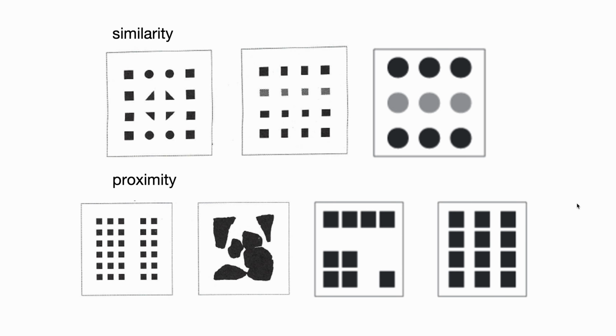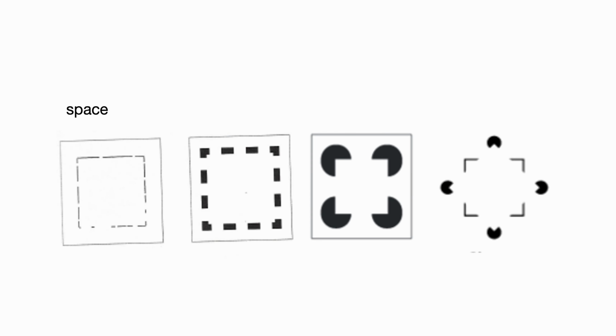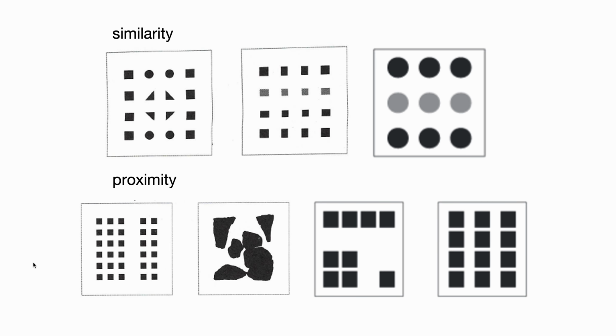Proximity, we're looking at items that are close together, and we are considering them to be a grouping. So if you look at this one, for example, on the far left, we see a bunch of squares, but we see two collections of squares. The one on the far right, we see 3 columns, not just 12 squares.